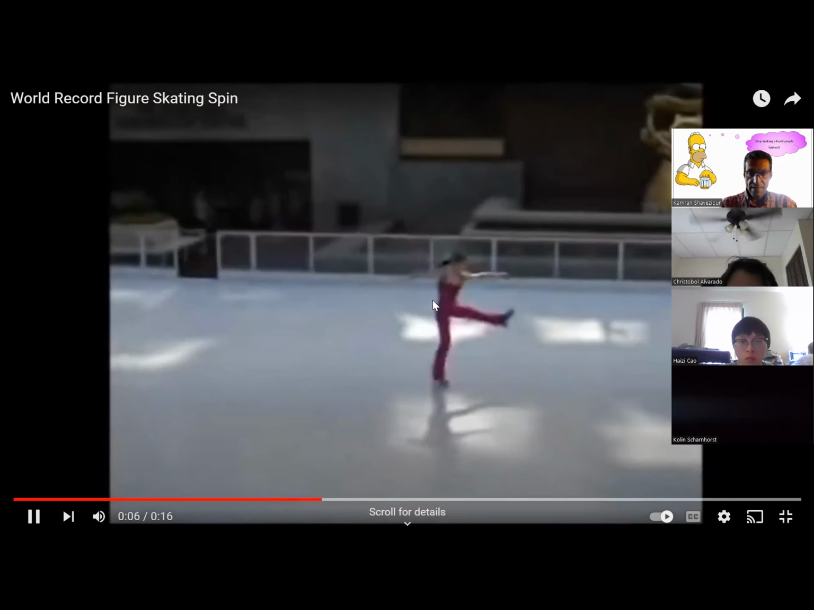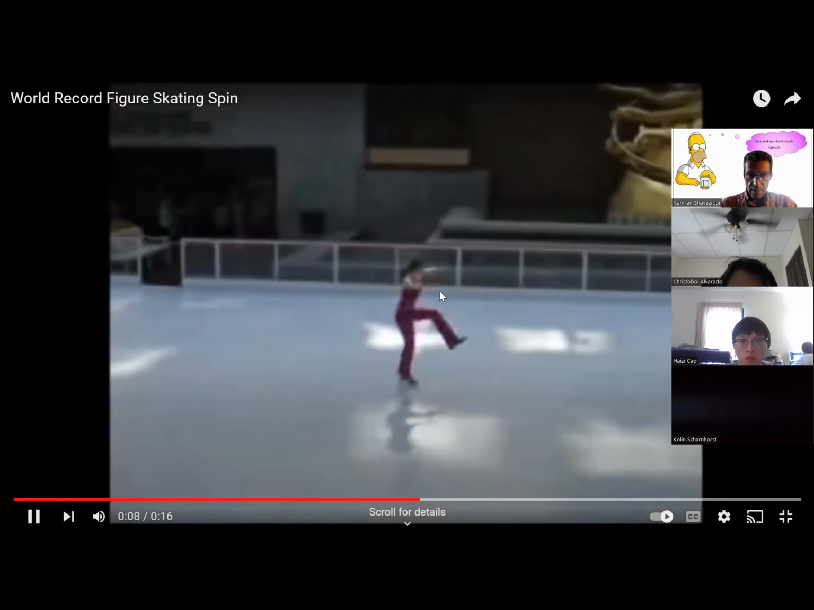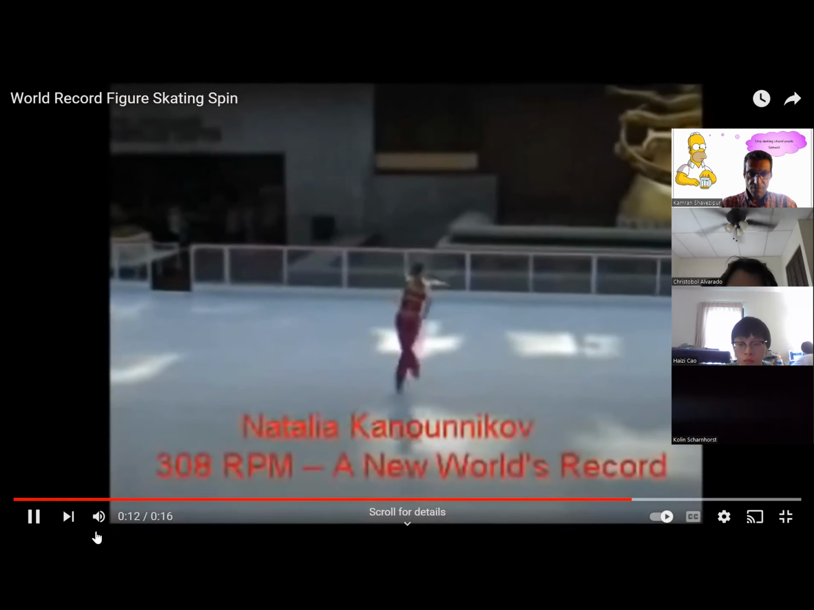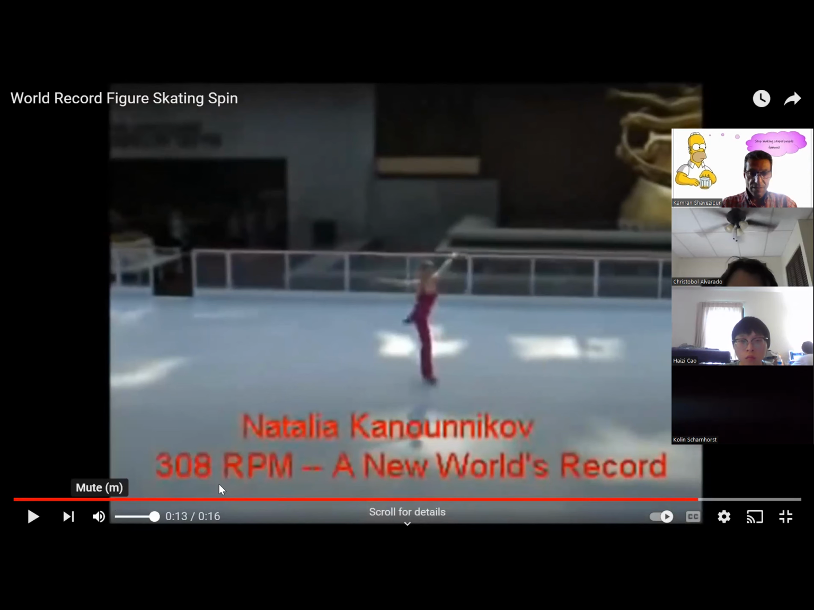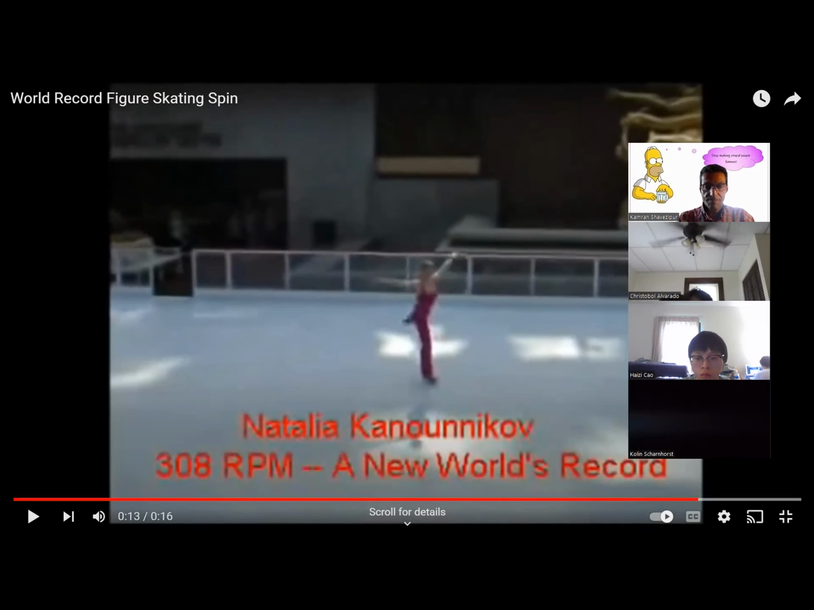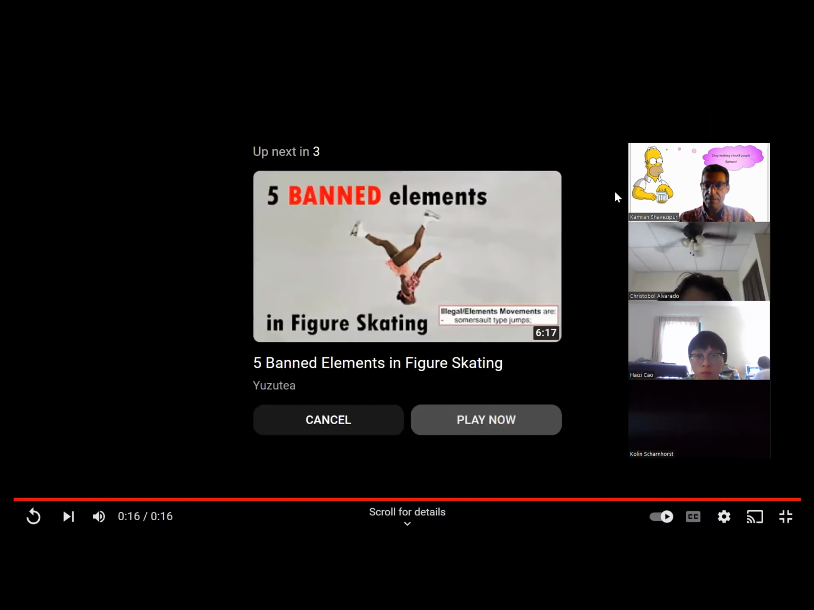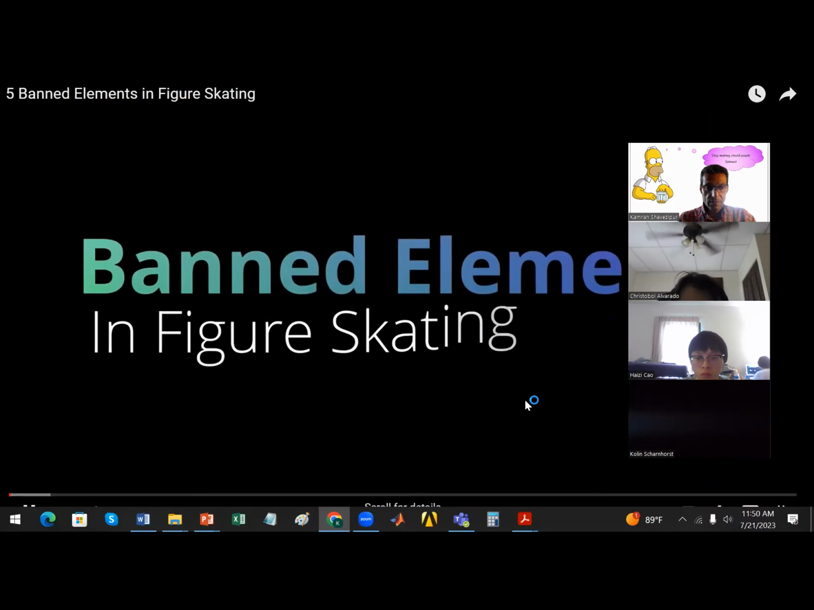You see, legs and hands are up. And now she starts collecting them, and she starts turning very fast. It reaches 308 RPM. By that time, it was a record. If you watch these sports, in every performance you see multiple occasions like this, where they rotate very fast, right?